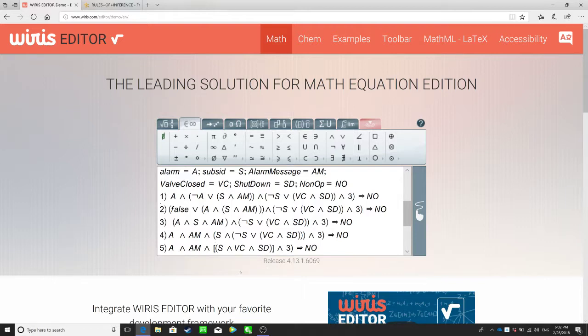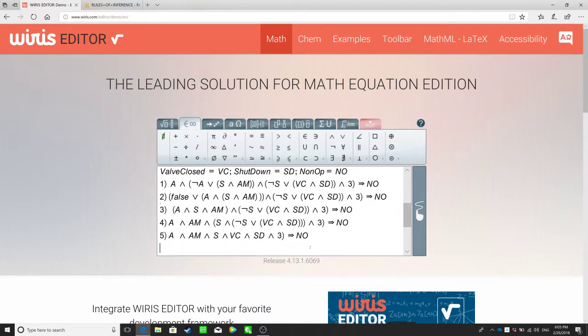Okay, so what we see here is A and AM, and inside this is S and VC and SD and 3, right? Because they are AND, so we can get rid of these groups, right? That's all AND. So we don't want them now. Okay, number 6. Now it looks much better, right? We only have 1, 2, 3, 5, 6 things here plus this number 3, right?